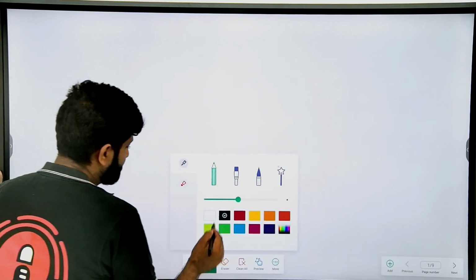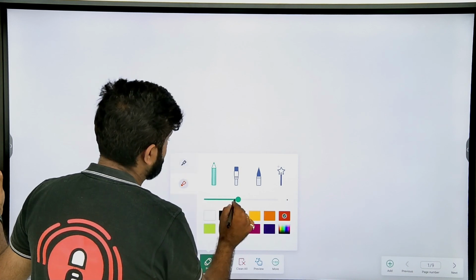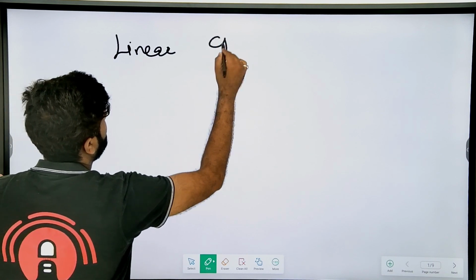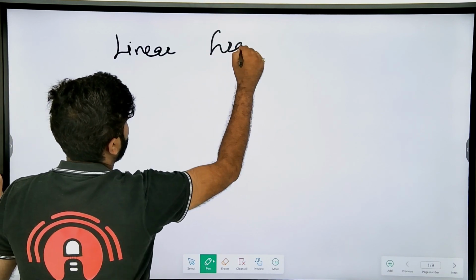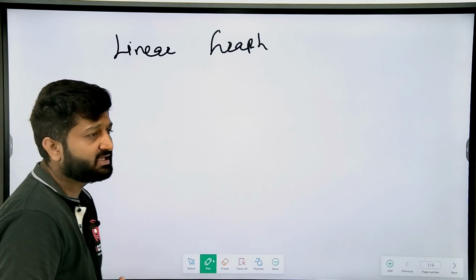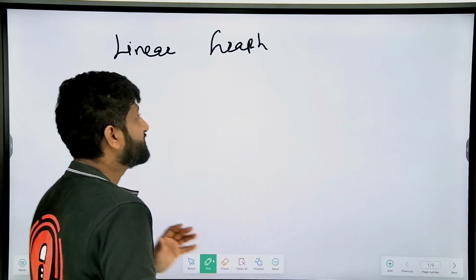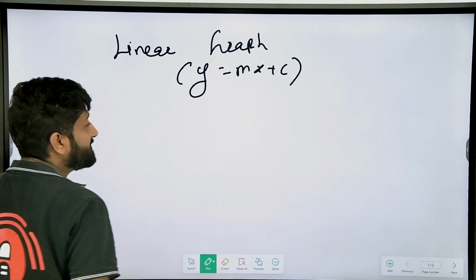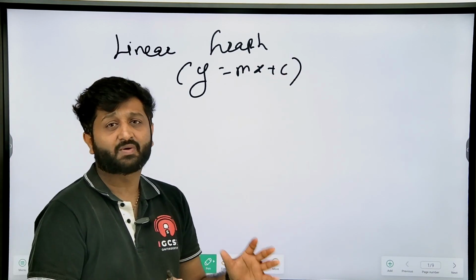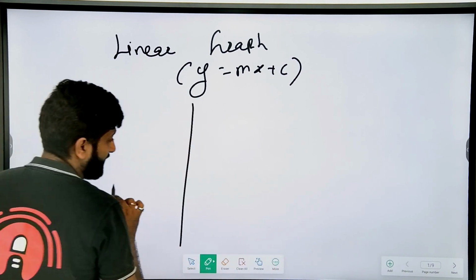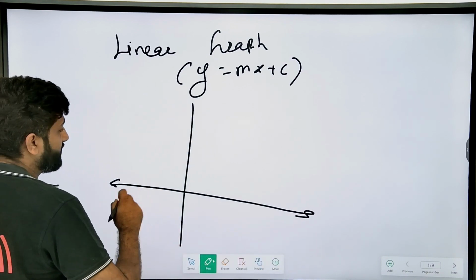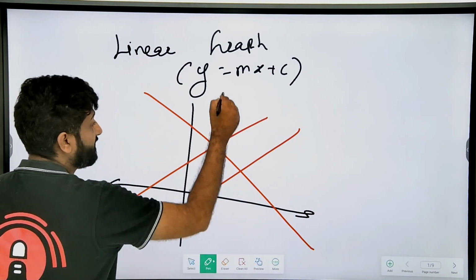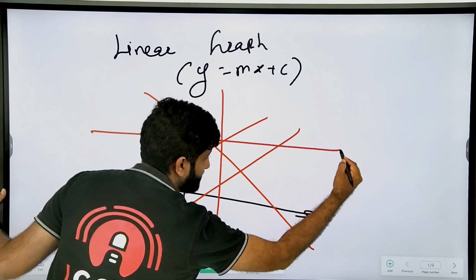The first and foremost type of graph which we have to study is a linear graph, right? Now guys, what do you mean by a linear graph? A linear graph means a graph which is in the form of y equals mx plus c, which means a graph which is a straight line. That is called a linear graph, right? Let's say this is my x and y axis. So even this would be a linear graph, this would be a linear graph, even this would be a linear graph, this is also a linear graph, and this is also a linear graph, right?